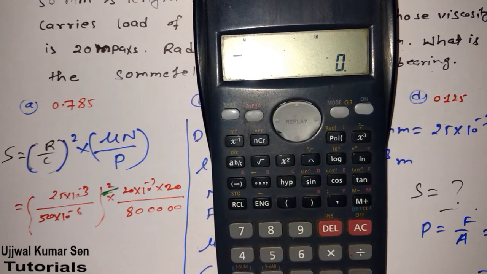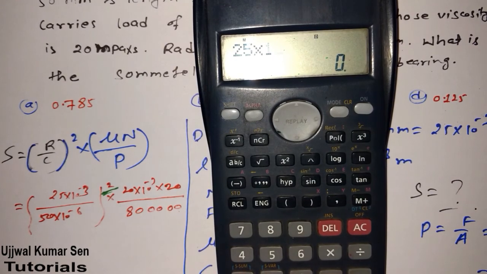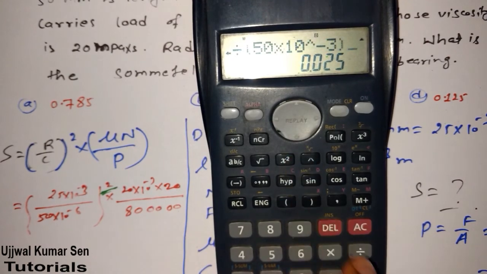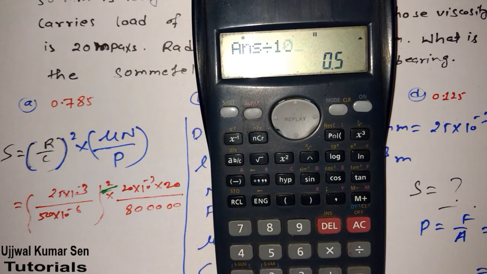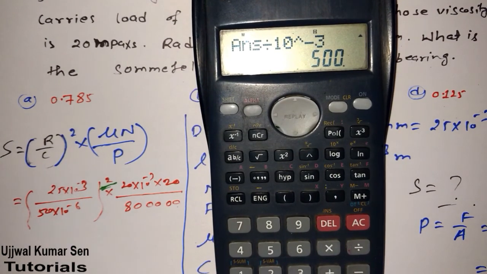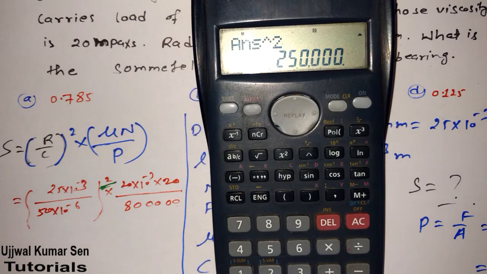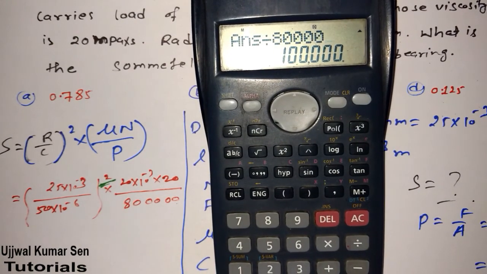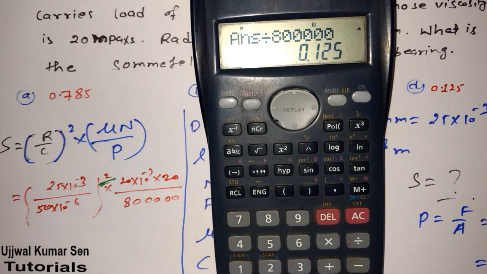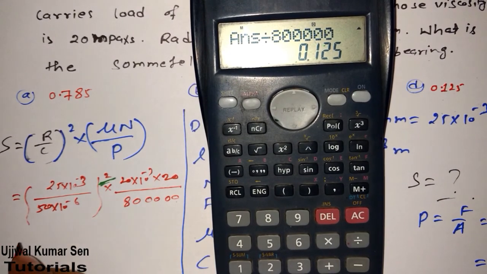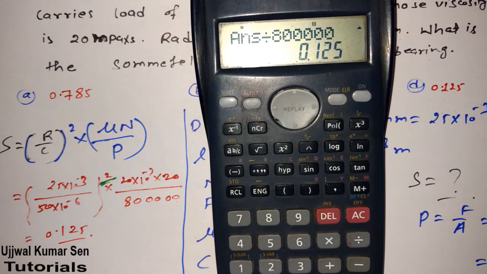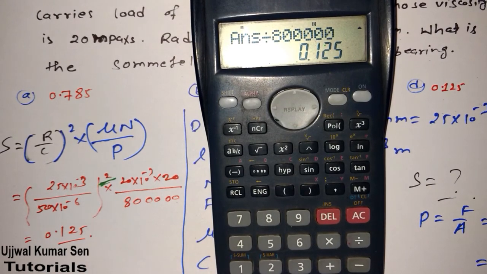So let's go for it. We will use this calculator only, right? So this one, 25 multiplied by 10 to the power minus 3 divided by 50 multiplied by 10 to the power minus 3. We have to divide again by 10 to the power minus 3, because 10 to the power minus 6 is there. So the 500 square is 2,50,000, multiplied by 20, multiplied by 20 multiplied by 10 to the power minus 3, multiplied by 8 lakh. Don't try to do things like I am doing, always focus. So it's 0.125. So the Sommerfeld number for this question is 0.125.